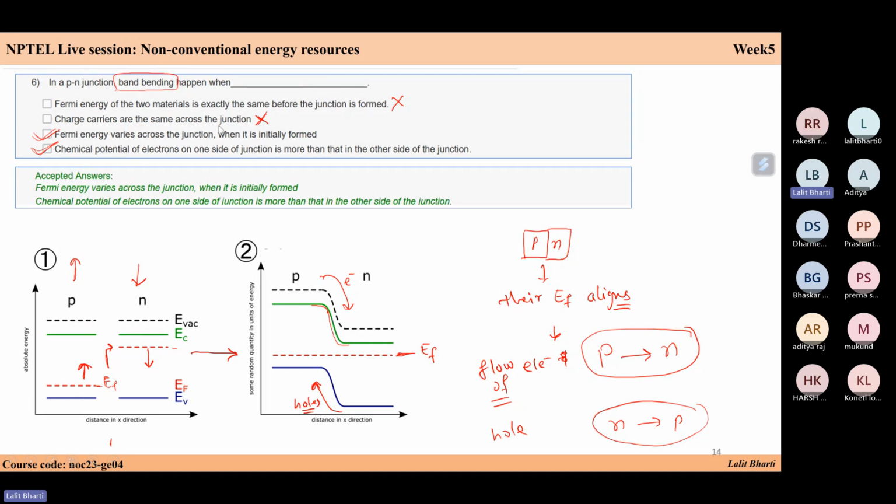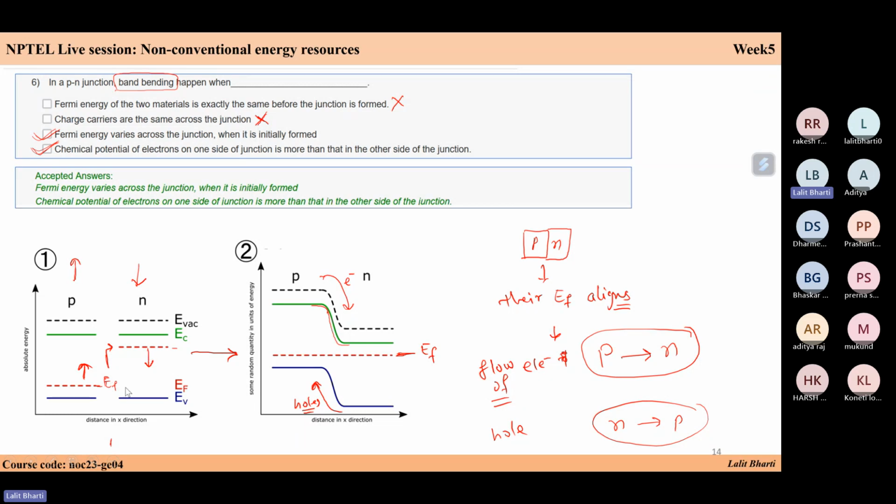Charge carriers are the same across the junction. Charge carriers are also not the same, because we have the p side here, so basically we have holes as the major charge carrier here, and on the n type the electrons are the major charge carriers here. So for different sides, the charge carriers are different. The third statement is: Fermi energy varies across the junction when it is initially formed. Initially formed means yes, for the initial case your Fermi energy level should be different, or it varies across the junction.